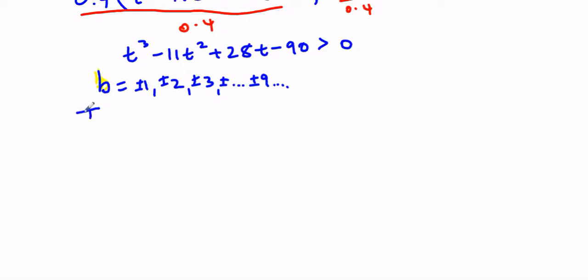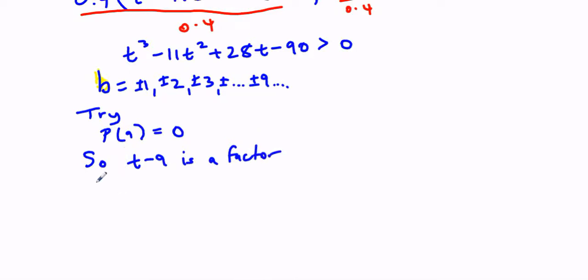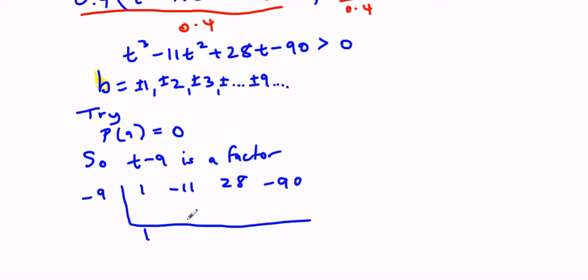So we're going to try P of 9. And so I'm not going to bother. I'm just going to tell you that P of 9 does equal 0. And so we know that t minus 9 is a factor. That's nice. And so then I know now that if I have minus 9 here, I have 1, minus 11, 28, minus 90, bring down the 1, minus 9, minus 2, 18, subtract that, that's 10, minus 90, 0.